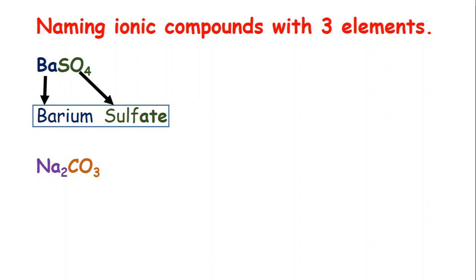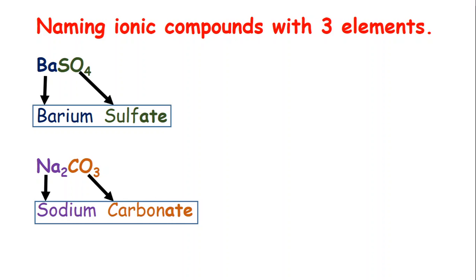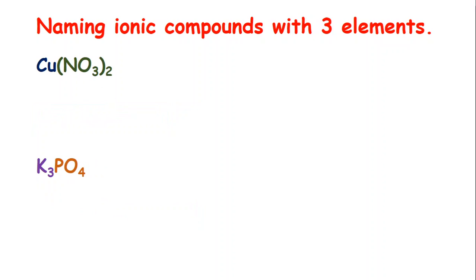Then the next example is Na2CO3. The element with the symbol Na is sodium, and the element with the symbol C is carbon, but again we have to change it slightly because we have oxygen attached here. We get carbonate. So the name of this compound is sodium carbonate. Going to look at two more examples.